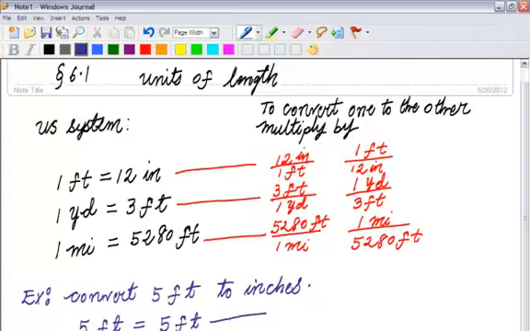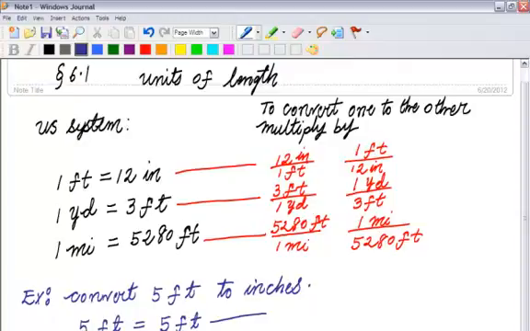Now I want to convert feet into inches, so I will put feet in the denominator. Everybody's clear? The unit that I'm converting should be in the denominator. The unit I am converting to should be in the numerator.